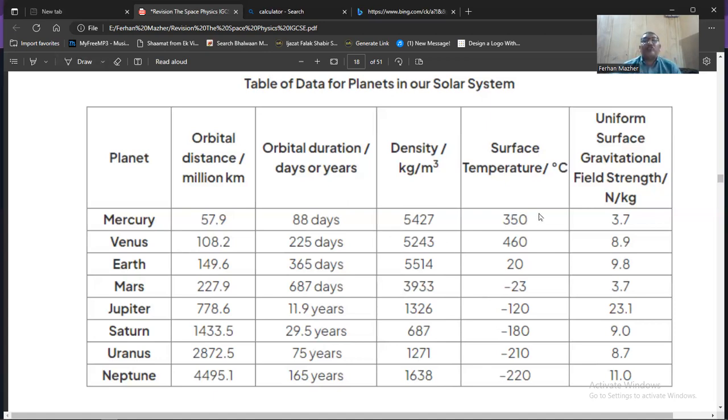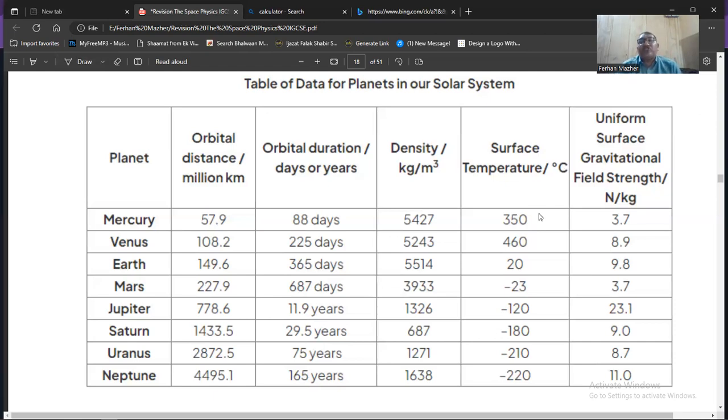The surface temperature of Mercury is 350 degrees centigrade. The surface temperature of Venus is 460 degrees centigrade. On Earth, it is 20 degrees centigrade. On Mars, it is minus 23. On Jupiter, it is minus 120. On Saturn, it is minus 180. On Uranus, it is minus 210. On Neptune, it is minus 220 degrees centigrade.